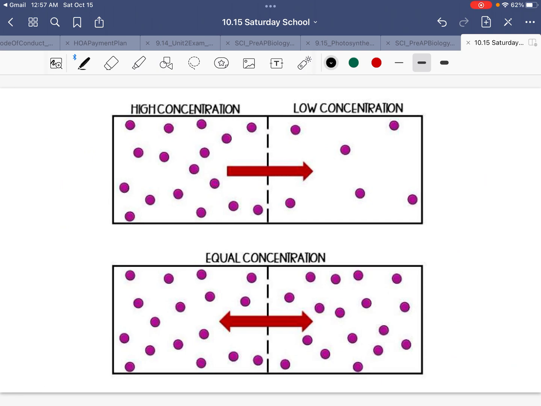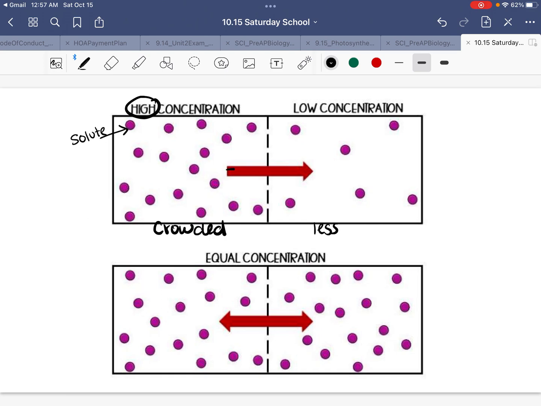This next one, class, is concentration. These little particles that you see here are your solute particles. Solute is what is being mixed in. So if you're making Kool-Aid, it would be these little particles, and the rest is like water, your solvent. Remember, high concentration means that it is more crowded. If you see here, there are a lot more purple dots. And then low concentration means there's less.